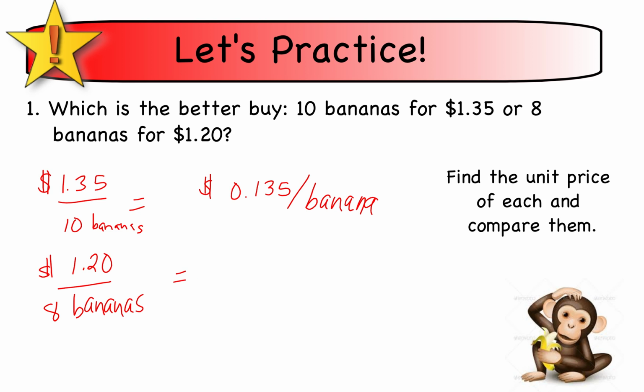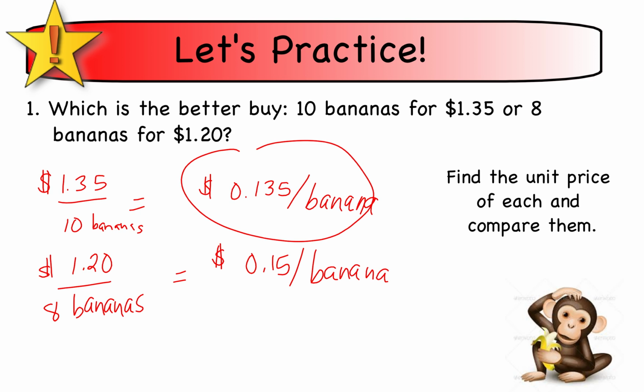So in this scenario, when we divide that out, that works out to be 0.15 per banana. So which would you rather pay? Would you rather pay 13.5 cents or 15 cents per banana? So the better deal is that one.